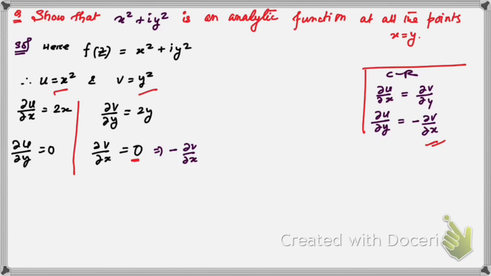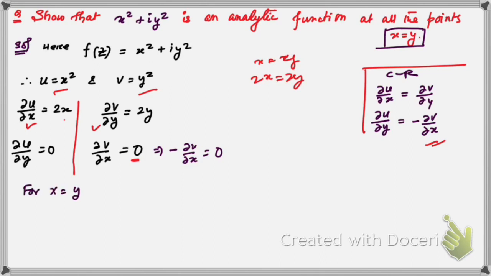So now you see here x is equal to y. If x is equal to y, then you can write twice x is equal to twice y, right? So in that case these two are going to be equal. So we can say that for x is equal to y, we can write del u by del x is equal to del v by del y. Okay, right? So now these two are already equal. It is clear from the above analysis.